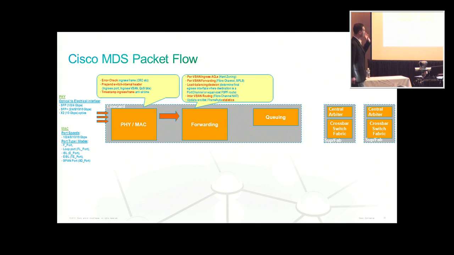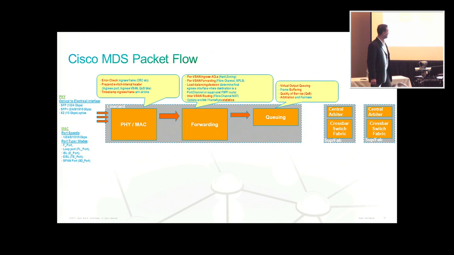Then we take it to the forwarding, and we do access controls. Where is this packet allowed to connect to? Zoning, load balancing. So if you have, let's say, port channels that are the final destination, we'll do load balancing across them, inter-vSAN routing, and then the virtual output queues that I talked about.